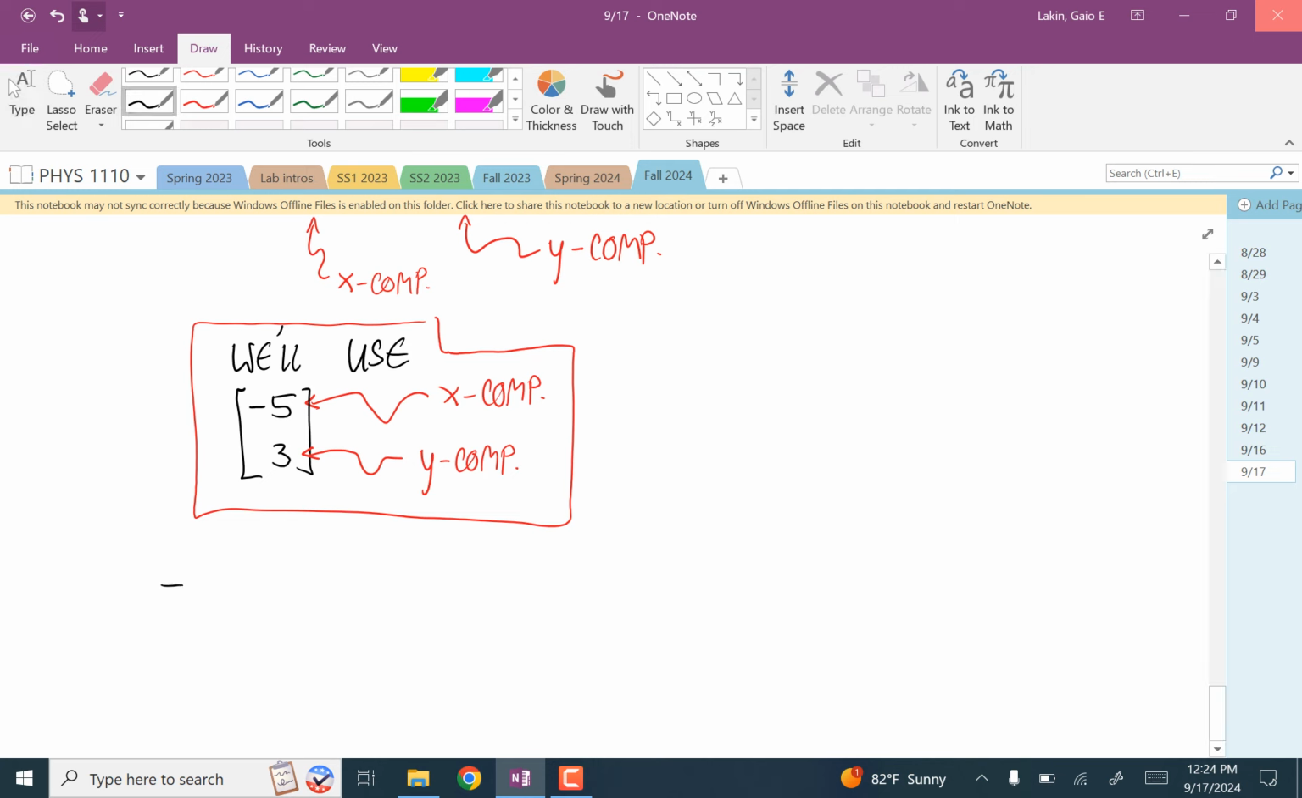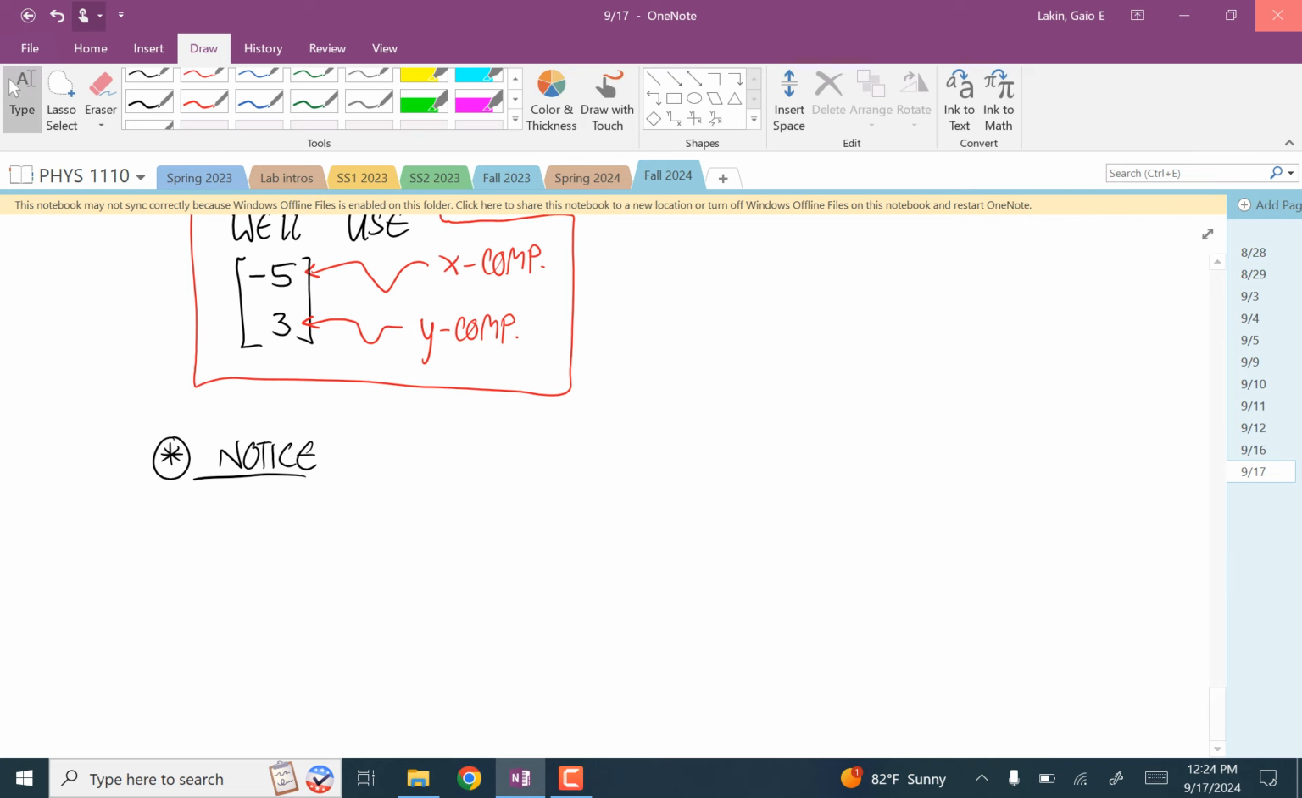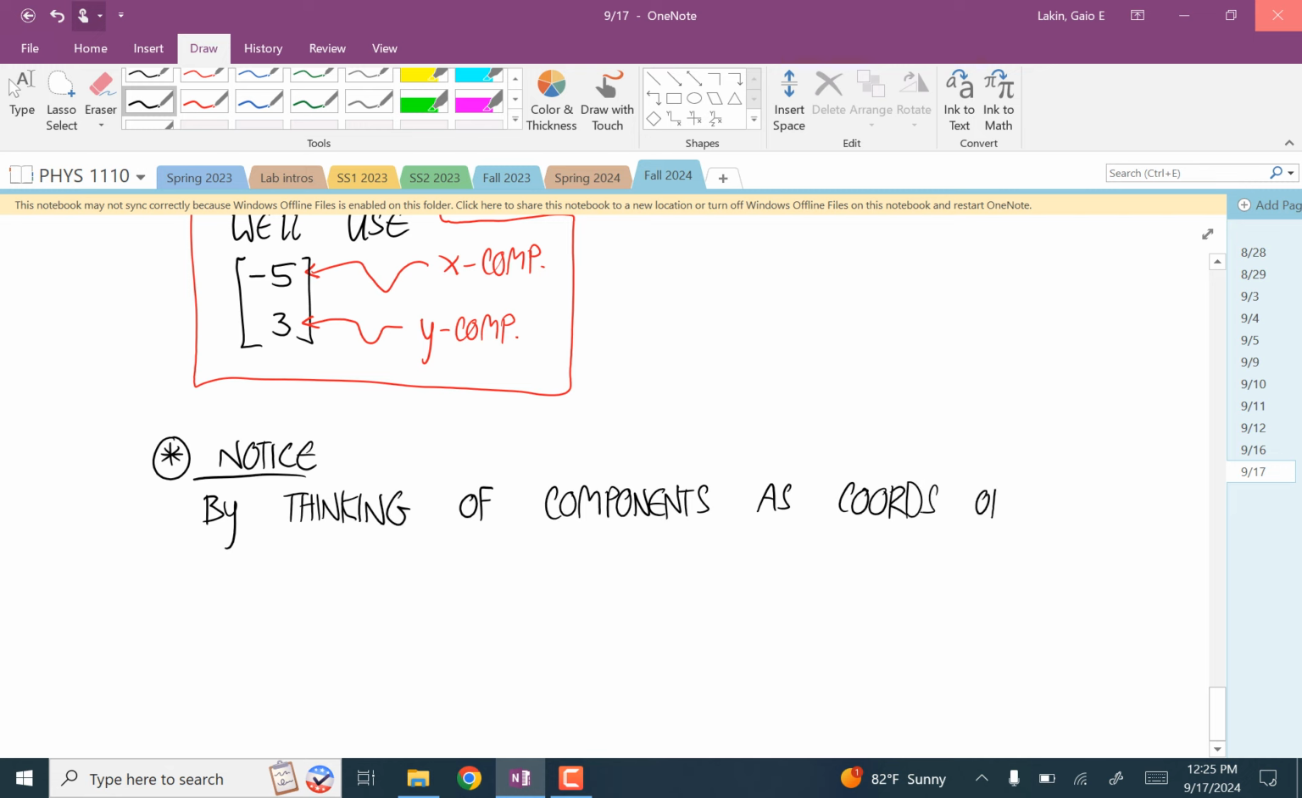One thing I want you to notice about this: by thinking of components as the coordinates of the head, you can always immediately tell the signs of the vector components.